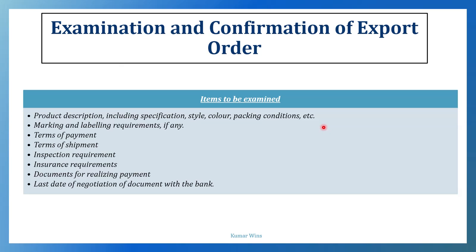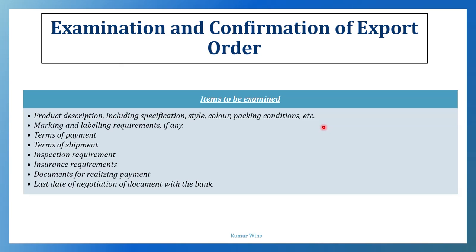Terms of payment includes currency, nature of LC. This LC could be revocable or irrevocable, confirmed LC or unconfirmed LC, restricted LC or unrestricted LC. There are different kinds of LC. We will talk about it sometime later. Then credit period. If there is any credit period, then it has to be clearly mentioned on the document.